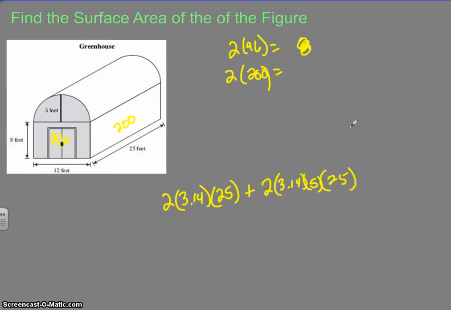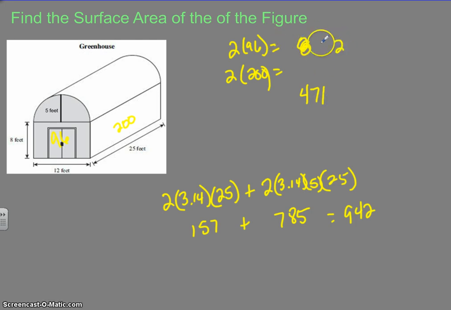So I've got 2 times 3.14 times 25. That gives us 157. Plus, we've got 250 times 3.14, which gives us 785. 785 plus 157 equals 942. Now notice this is half a cylinder. This is for a full cylinder. So we have to divide it by 2. So we have half the surface area. This is going to be 471. So for the cylinder, it's 471.